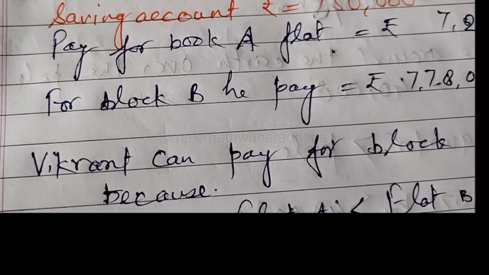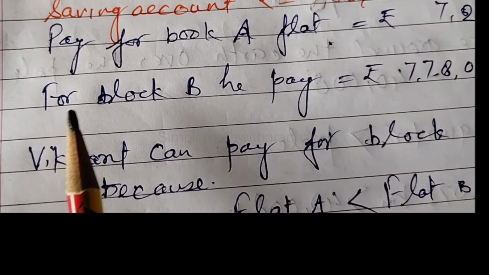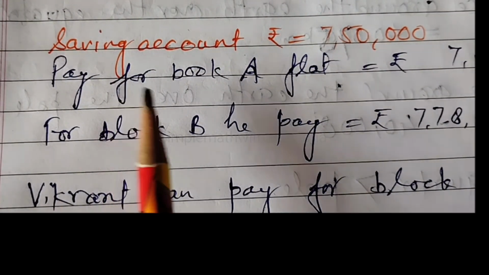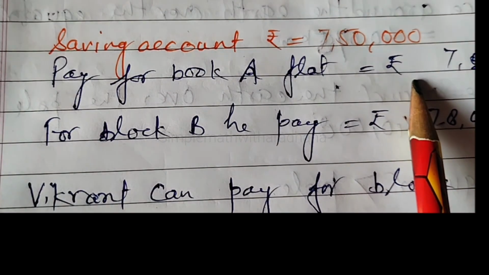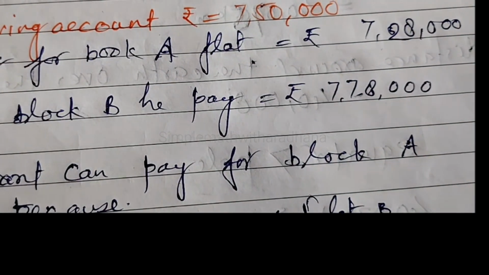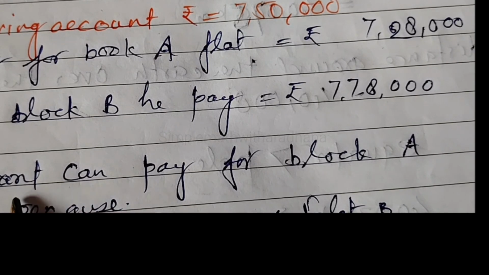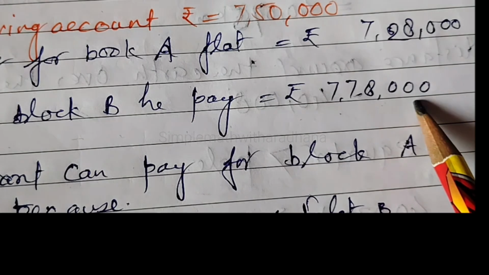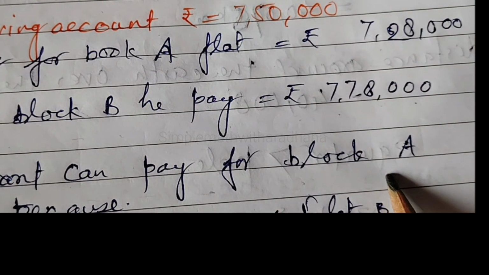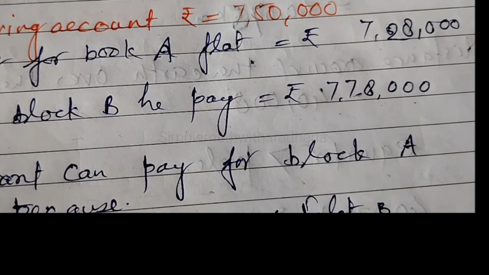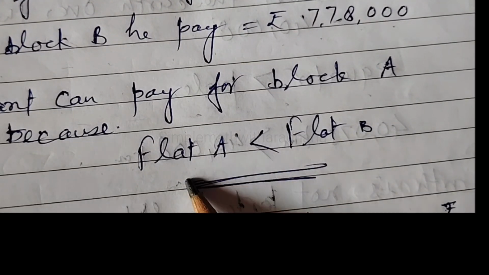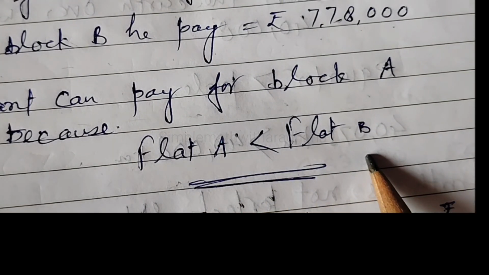We will solve in question number B. Question number 1, how will we solve it? Saving account rupees 7,50,000. Pay for block A flat equal to rupees 7,20,000. Now is it visible? Yeah, 7,28,000. For block B he pays rupees 7,78,000. Vikrant can pay for block A because the value of flat A is smaller than the value of flat B. Okay, you can write like this and give your answer.